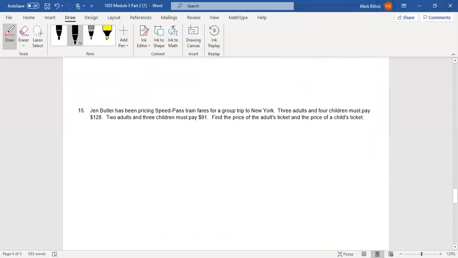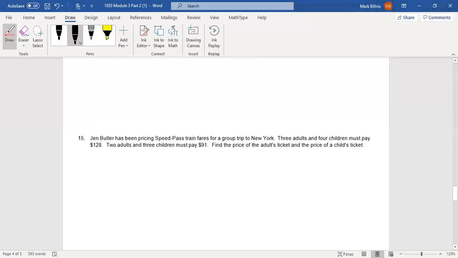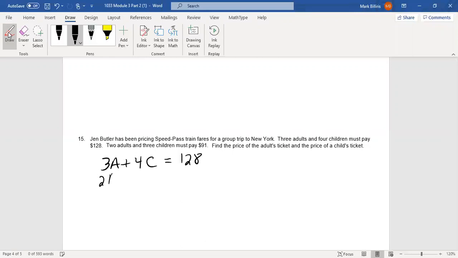So the next one I'm going to set up but not work out, because you're going to work it out solving it as a system. And you'll see these are even easier than that last one. So it says Jen Butler has been pricing speed pass train fares for a group to New York. 3 adults and 4 children. So it's going to be as simple as writing exactly what you see. So 3 adults plus 4 children equals $128. Then the next sentence says 2 adults plus 3 children equals $91.